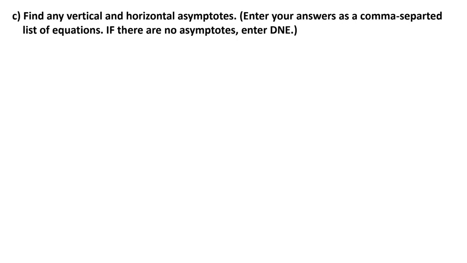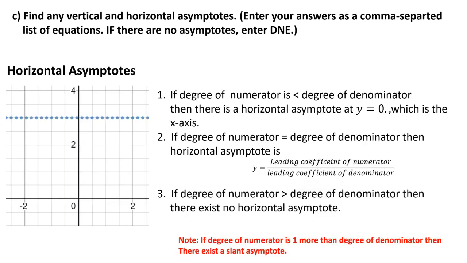All right. Now, find any vertical and horizontal asymptotes. We found our vertical asymptote. Now to find our horizontal asymptotes. There are several cases to determine if we have a horizontal asymptote. The first case says if the degree of the numerator is smaller than the degree of the denominator, then there exists a horizontal asymptote at y equals 0. And this will always be true. When the degree of the numerator is smaller than the degree of the denominator, we will always have a horizontal asymptote at y equals 0. That's our first case.